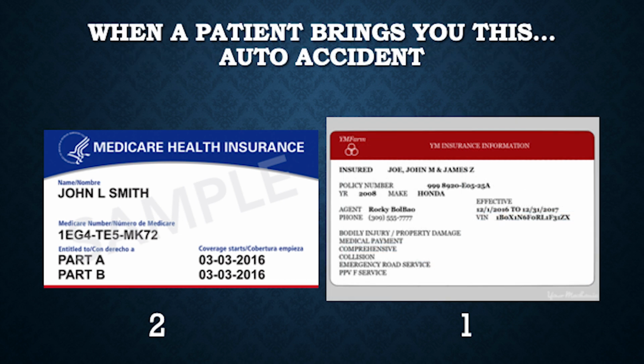What happens when a Medicare patient is involved in a car accident? You have to send it to both. Primary. So who's primary and who's secondary? Auto is primary, Medicare becomes a secondary payer. The Medicare patient is required to notify Medicare that they've been involved in a car accident, okay?